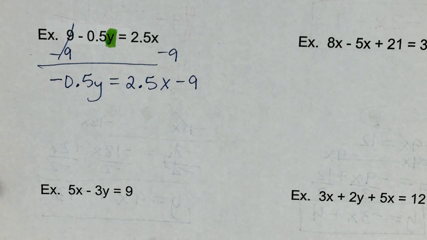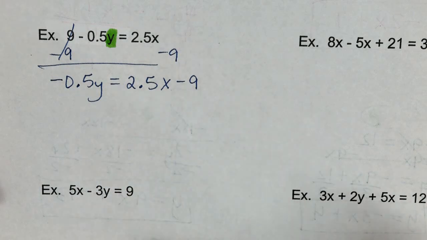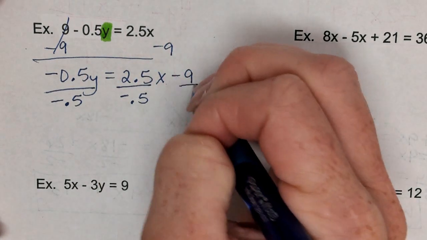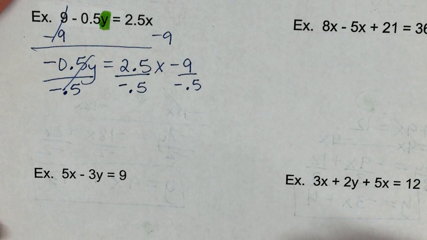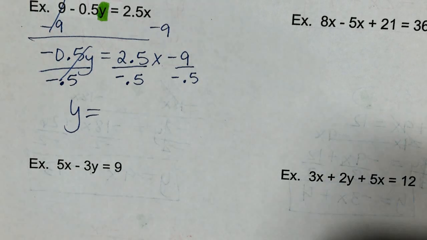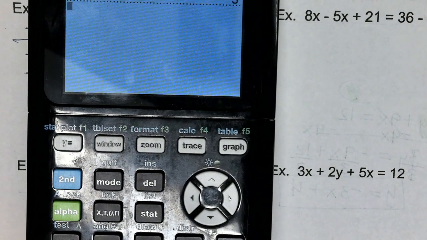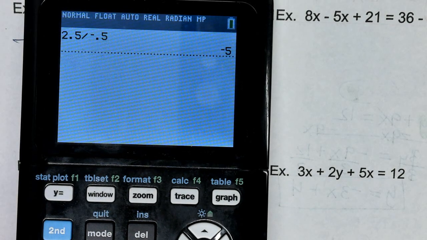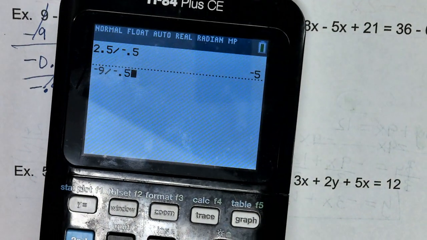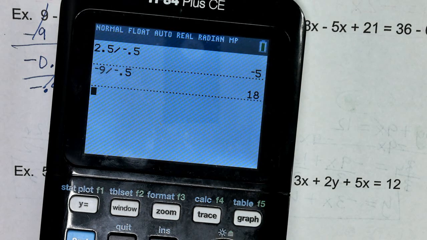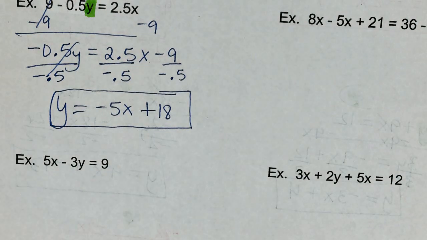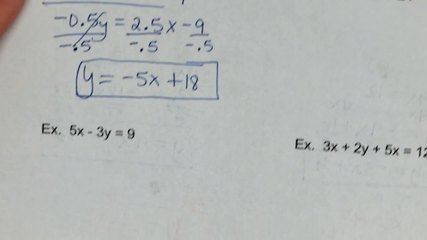Are we okay? How do I get rid of this negative 0.5 that's attached to the y by multiplication? Divide by negative 0.5. You have to divide everything by negative 0.5. So I'm left with y equals, and I'm going to go to my calculator and put in 2.5 divided by negative 0.5. And I don't get 5, I get negative 5x. And what is negative 9 divided by negative 0.5? Positive 18, so plus 18. Okay, y'all try this one on your own.